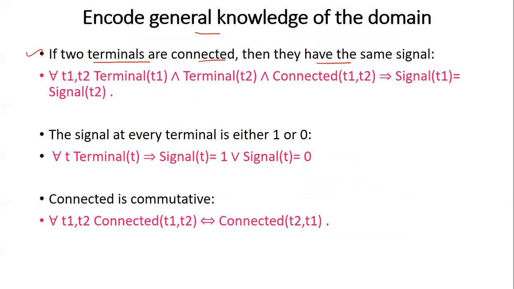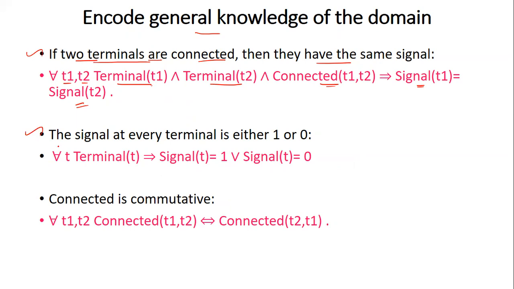So how could we represent that using first order logic? That can be represented something like this. For all T1, T2: Terminal(T1) and Terminal(T2) and Connected(T1, T2) implies Signal(T1) = Signal(T2). That is, if T1 is a terminal and T2 is a terminal and T1 is connected with T2, it implies that the signal of T1 is equal to the signal of T2. Whatever the signal in T1 will be the same as the signal in T2. So this is generic information we are pushing to the knowledge base.